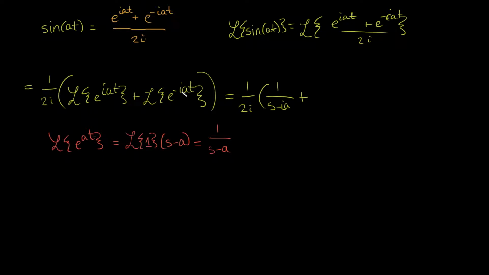And then the Laplace transform of e to the negative iat. In this case, our a is negative ia, so we get 1 divided by s plus ia. Now if we do a little bit of simplification, we get 1 divided by 2i times, and we multiply this fraction by s plus ia divided by s plus ia, which is the same as multiplying by 1. We get s plus ia divided by s minus ia times s plus ia, with appropriate parentheses. On the other term, so the denominators line up, we multiply by s minus ia divided by s minus ia.